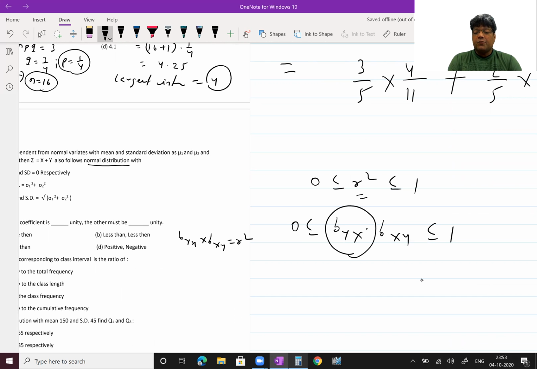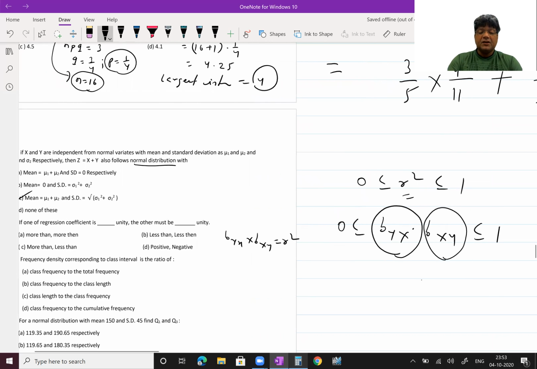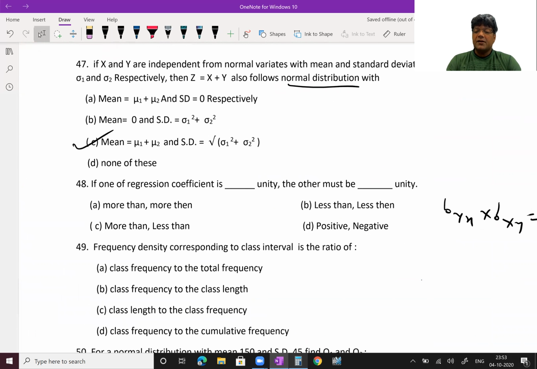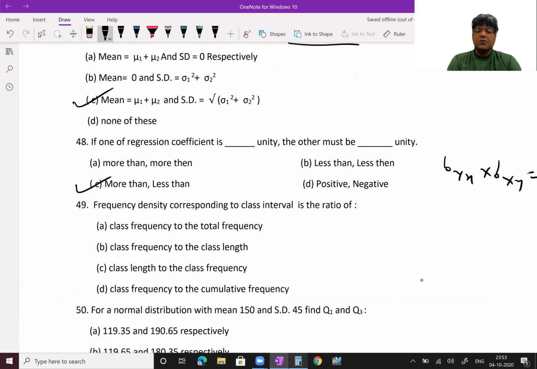It means that if one value is more than 1, the other will have to be less than 1. Then only the product will be less than 1, because if both are lesser than 1, the product will be lesser than 1, and if both are more than 1, the product will be more than 1. So to lie between 0 to 1, if one is more than 1, the other will have to be lesser than 1. So which option will be your answer? If one of the regression coefficients is more than unity, then the other must be less than unity.